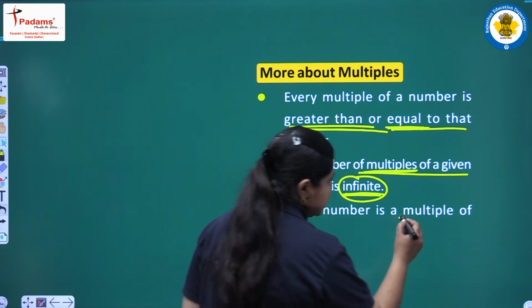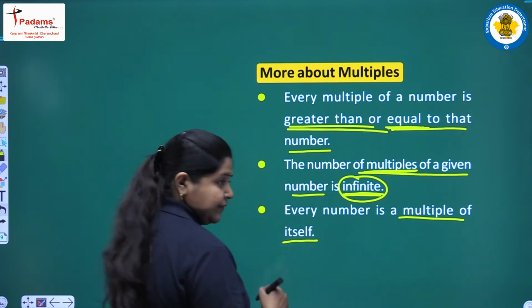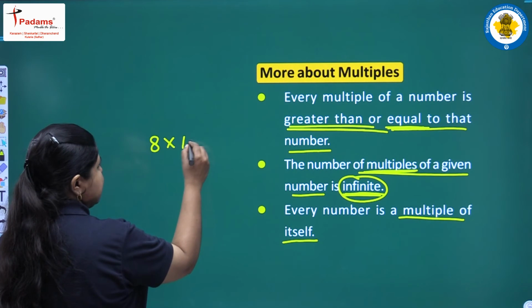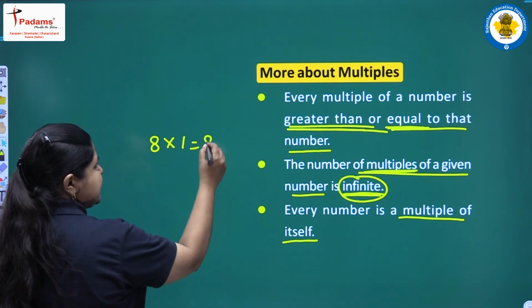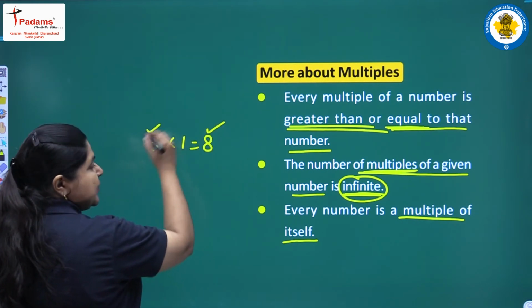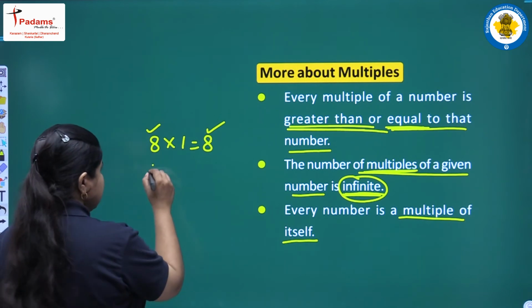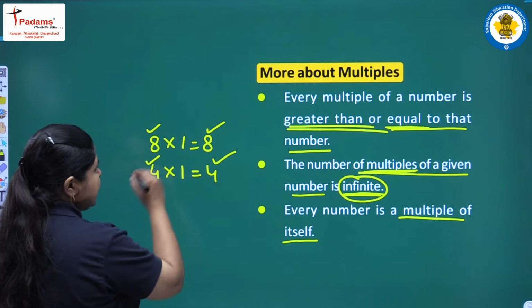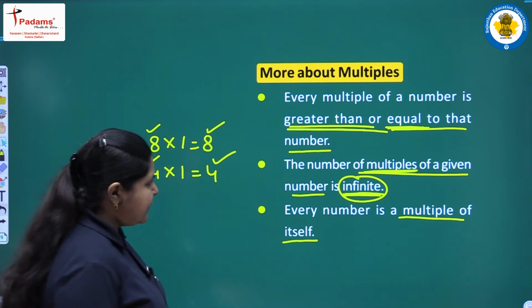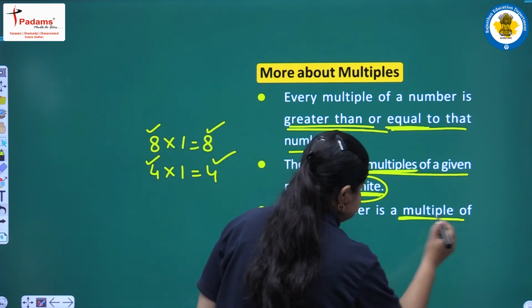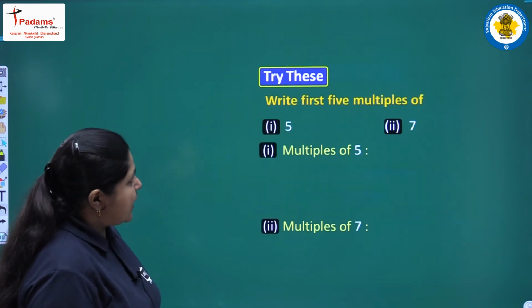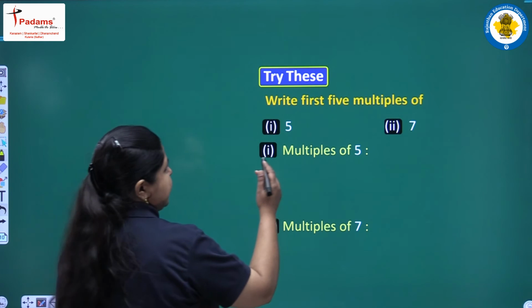Every number is a multiple of itself. Yes, you can see when we wrote 8 ones are 8. So, from this we can say that 8 is a multiple of 8. Similarly, when we write 4 ones are 4, so 4 is a multiple of 4. So, every number is a multiple of itself. Clearly, you can see here. Now, we take a few examples.